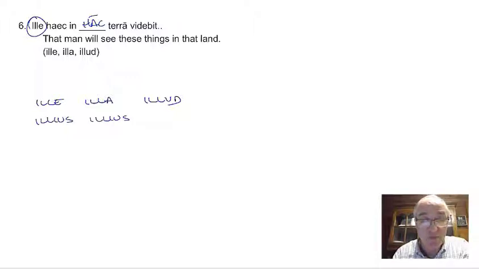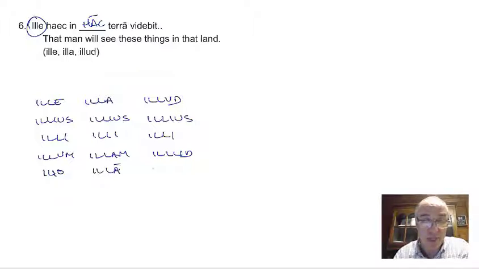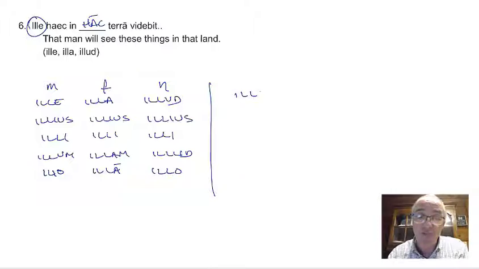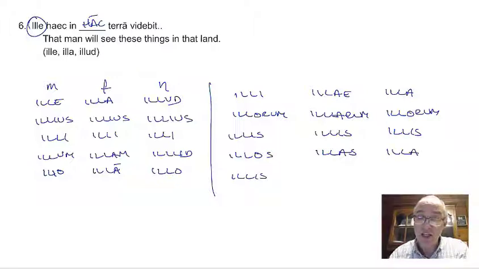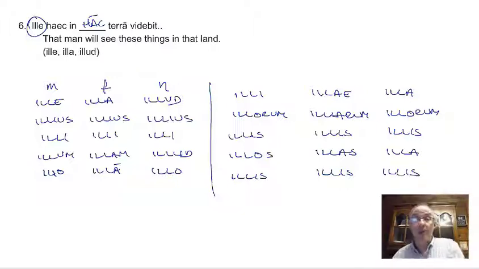Illius, illius, illius. Illi, illi, illi. Illum, illam, illud. Illo, illa, illo. That's singular, again, masculine, feminine, neuter, and in the plural: illi, illae, illa. Illorum, illarum, illorum. Illis, illis, illis. Illos, illas, illa. Illis, illis, illis. Fairly regular, actually completely regular in the plural.